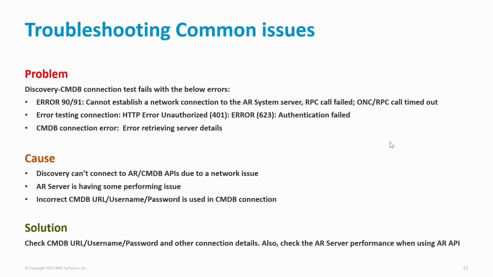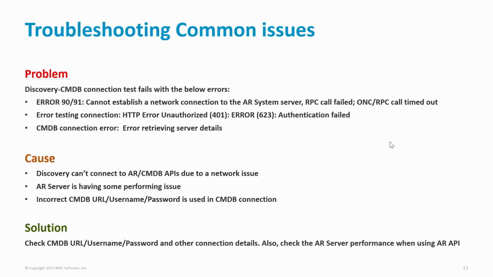The first issue is related to Discovery to CMDB connection test failure. And I've listed down a couple of error codes and error messages like error 1991, or error messages like authentication failure or error retrieving server details. The first probable root cause for this issue is that the Discovery appliance does not have network connectivity to your CMDB server. And to confirm this, you can connect to the Discovery appliance command line and then use basic networking commands like ping and telnet to confirm whether the Discovery appliance can connect to the CMDB server or not.